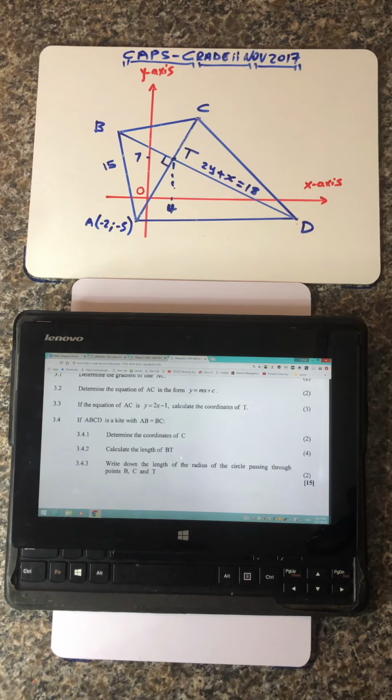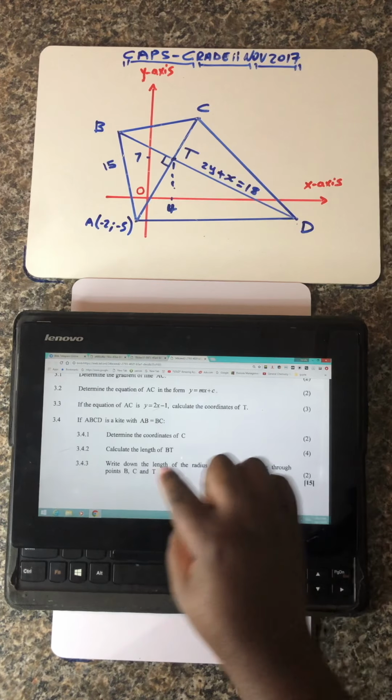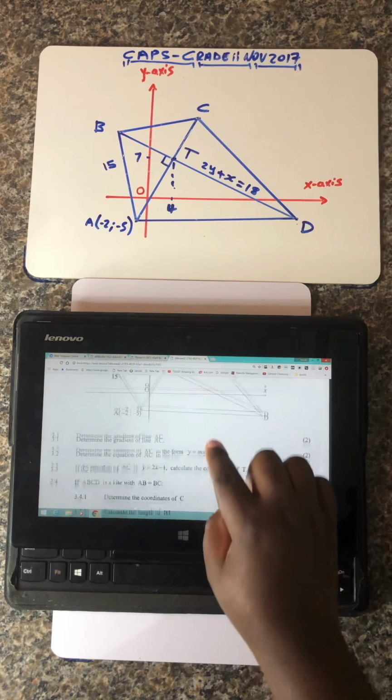Okay guys, so now let's move to question 3.4, and we're given a statement. It reads as follows: if ABCD is a kite with AB equals 2 BC. Question number 3.4.1 says determine the coordinates of C. So this is the first question of 3.4.